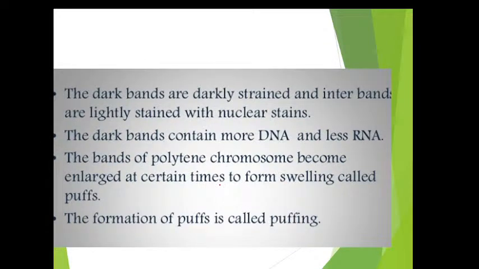The dark bands are called so because they stain dark, and the interbands stain light with the nuclear stains. That's why they are called the dark bands and the light bands. The dark bands contain more DNA and less RNA. And the polytene chromosomes are enlarged at some regions.